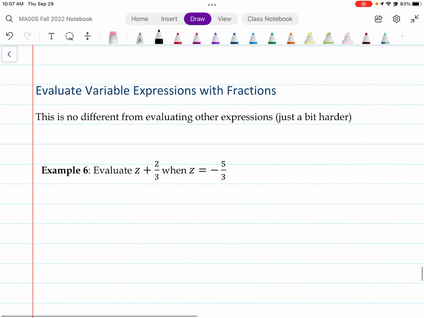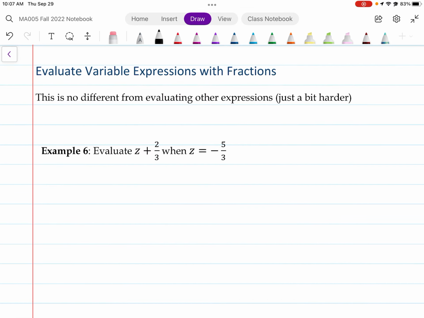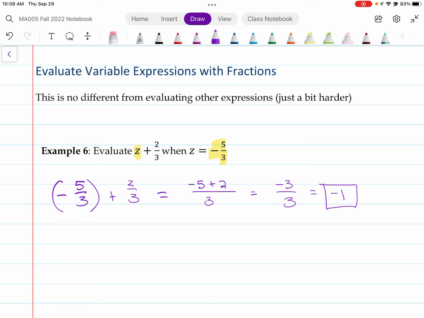All right, so now we're going to evaluate variable expressions with fractions. This is no different from evaluating other expressions. It's just a little bit harder. So evaluate z plus 2/3 when z is negative 5/3. All right, so that means we're just going to take this and plug it in for the z. So I get negative 5/3 is what I'm plugging in for the z, plus 2/3. That means I get negative 5 plus 2 over 3. And that becomes negative 3 over 3, which is just negative 1. Remember, 3 over 3 is just 1, and there's a negative there.